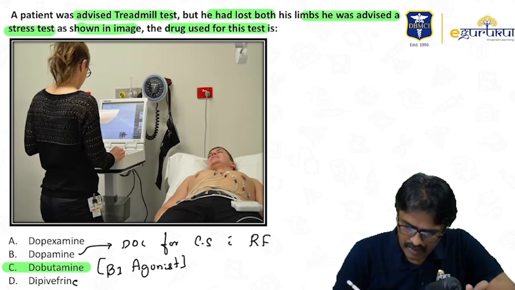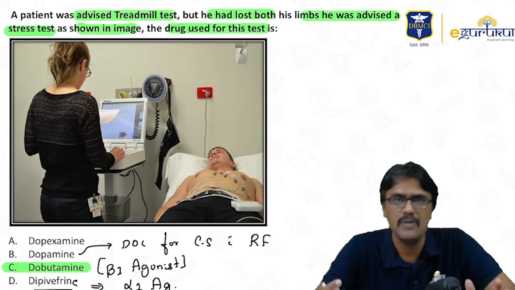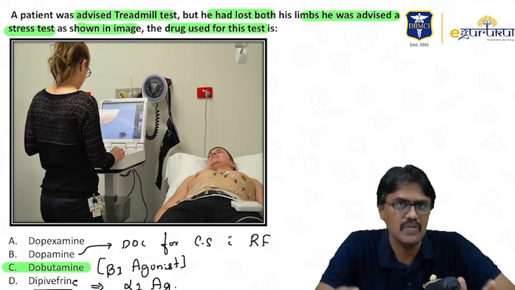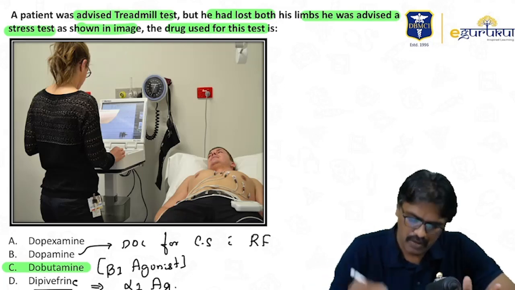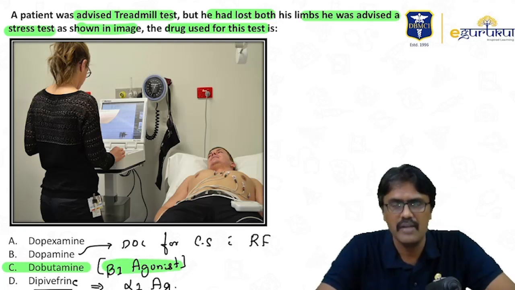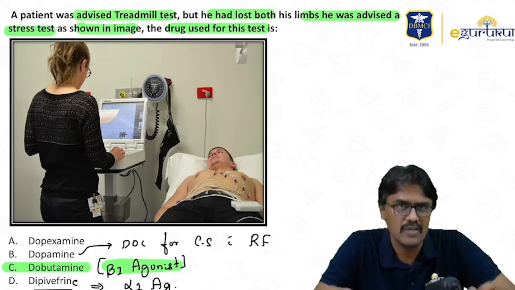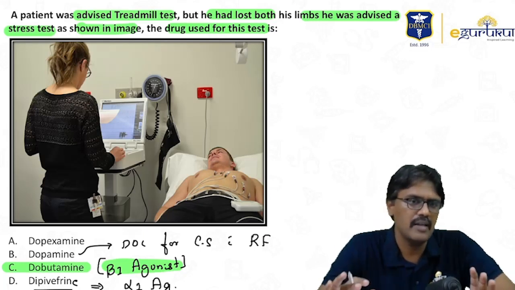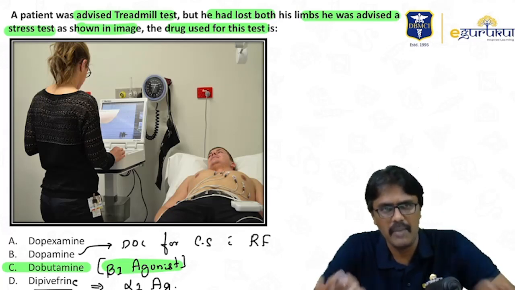What about dapivirine? Dapivirine is a prodrug and it's an alpha 1 agonist, so it will get metabolized into adrenaline and it is mainly used for glaucoma. So the drug which is used for cardiac stress testing is dobutamine. There is another drug called regadenoson that is also used for cardiac stress testing. So for you, the main thing that will be asked is dobutamine.